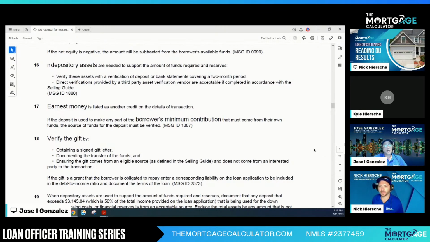So there it's talking about our earnest money that was listed on the contract. I think you had $5,000. We put that on the application. And they're saying that if the deposit is used to make any part of the borrower's minimum contribution that must come from their own funds, the source for the deposit must be verified. So the $5,000, we'd have to verify that it came from his account. That would be the copy of the check that he's already provided, and the account transaction history to show the $5,000 leaving his account.